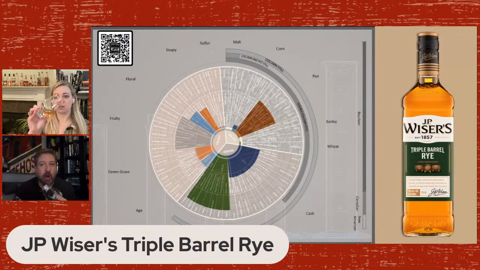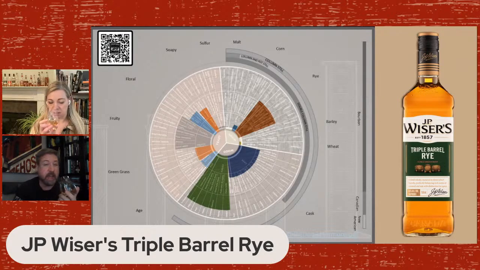You're getting all of the warming, sweet vanilla toffee caramel from the new American oak. You're getting the dried fruit notes from the ex-bourbon casks. You're getting autumn florals from the ex-Canadian whisky cask, which accentuates all the grain and yeast characteristics.